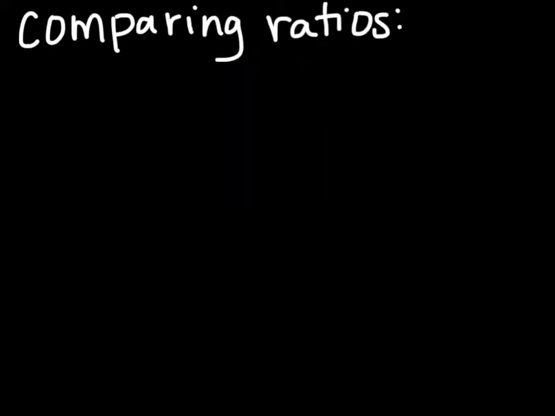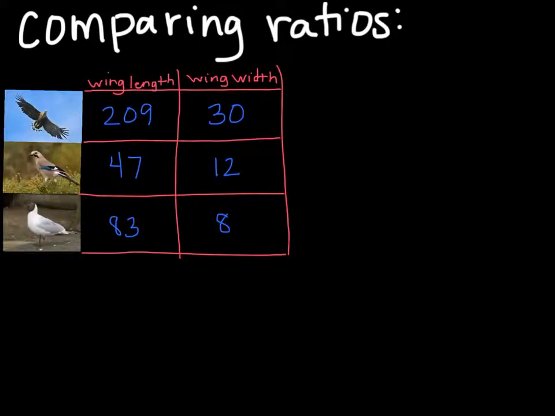When we want to compare ratios, we can write both ratios as fractions or as decimals. Two ratios are called equivalent ratios when they have the same value. Let's look at a sample problem to explore this idea. The ratio comparing the length of a bird's wings to the average width of the bird's wings is the bird's aspect ratio. We're going to order the birds on this table from the greatest aspect ratio to the least.